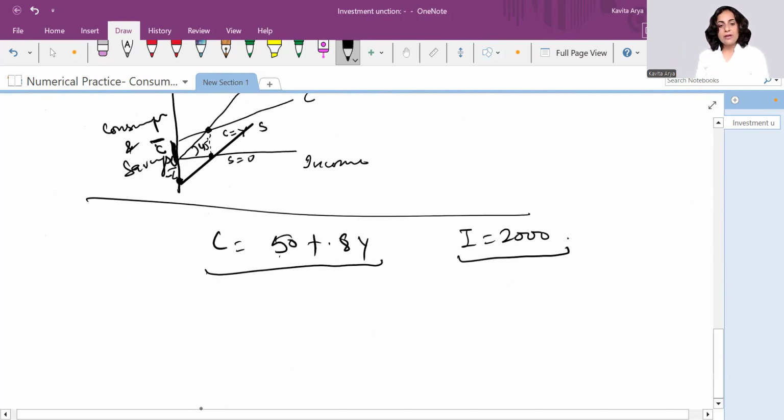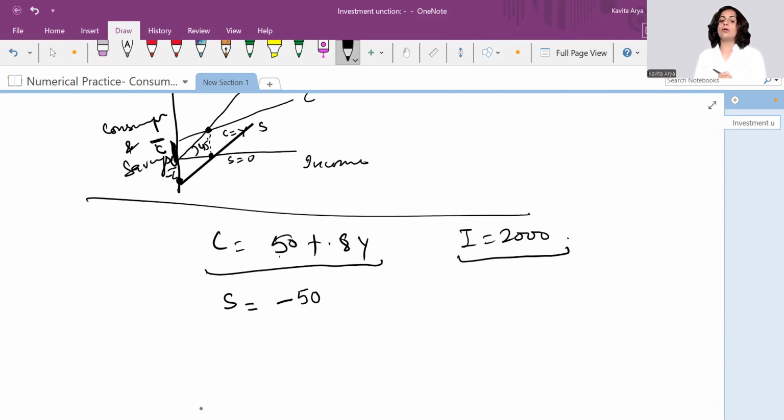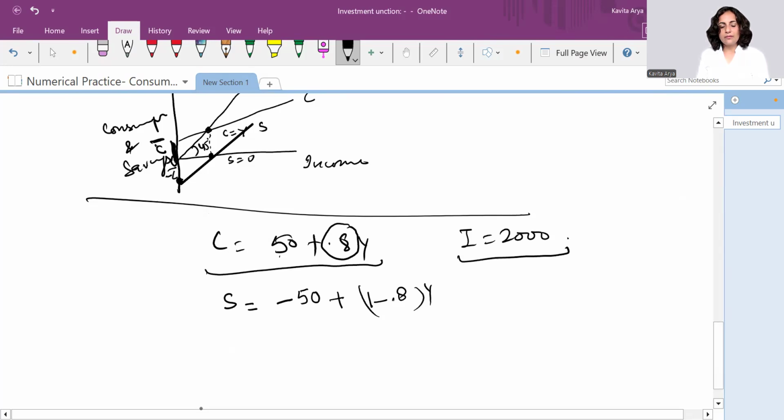So first is, if C is given, how would you find S here? I need only 2 steps to convert C to S. What are they? Make autonomous consumption into autonomous dis-savings by putting a minus sign, and subtract the MPC from 1. So this becomes MPS, 1 minus 0.8, and we are done with the savings function, that is minus 50 plus 0.2Y.